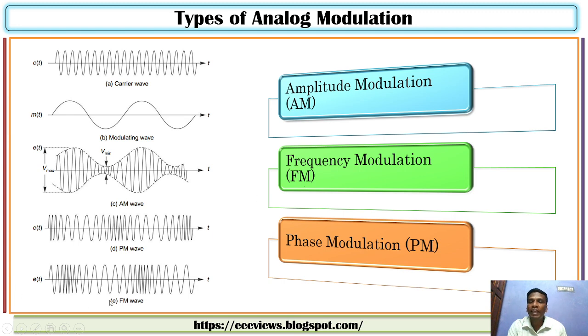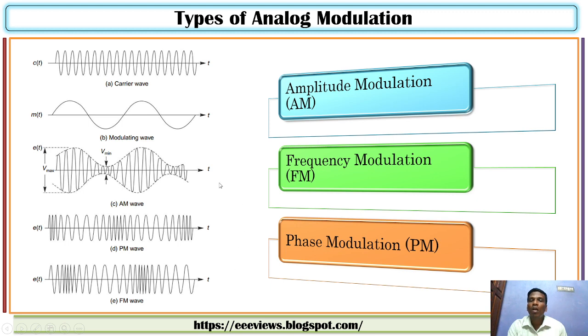In frequency modulation, in figure E, we can see the frequency is changing based upon the modulating wave. For the positive cycle you can see its frequency, and for the negative cycle you can see the frequency change. If I am changing the frequency, keeping the amplitude constant, you can see in figure E the amplitude is constant, only the frequency is varying.